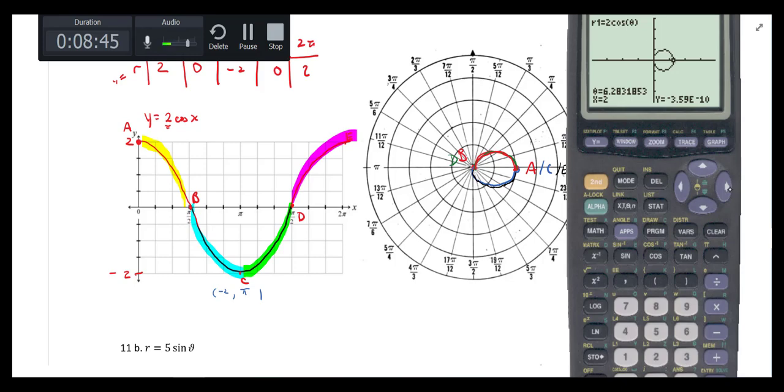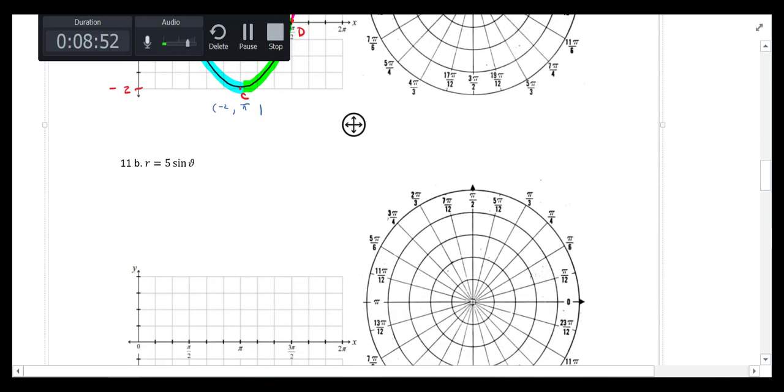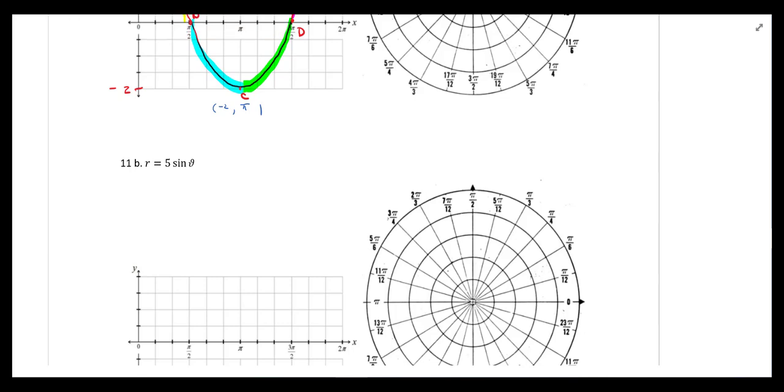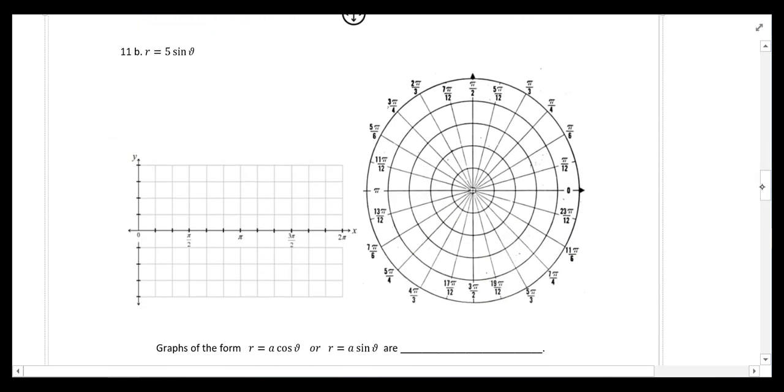Done. Okay, so this is what I'd like you to do now. And I want you to try to graph out the next one. So here we go. 11b. Same idea first, okay? Can you graph out y equals 5 sine theta? Do that first, okay? Sine graph. I'm going to change the scale.